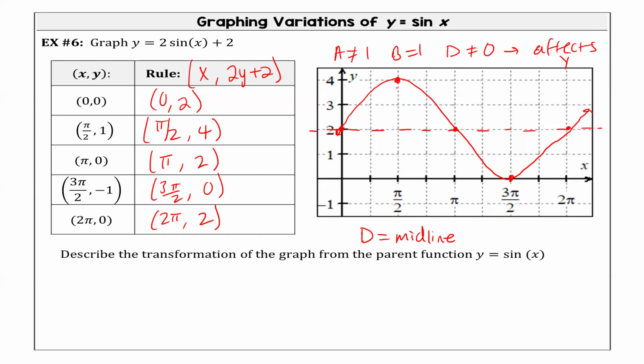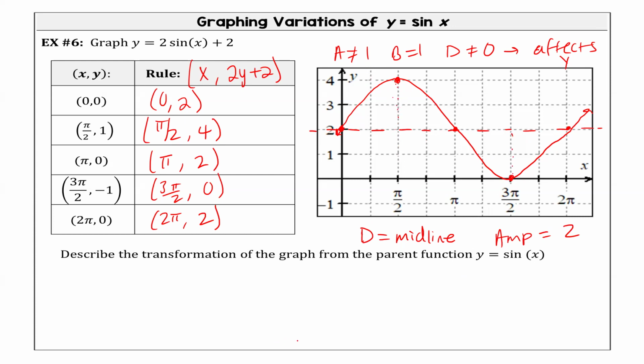Your midline is important because that's double checking what your amplitude is. Your amplitude is saying how far you are from the middle of your graph. That's why it's the absolute value of your A. So our amp is what? 2, because that's how far we are from our midline.